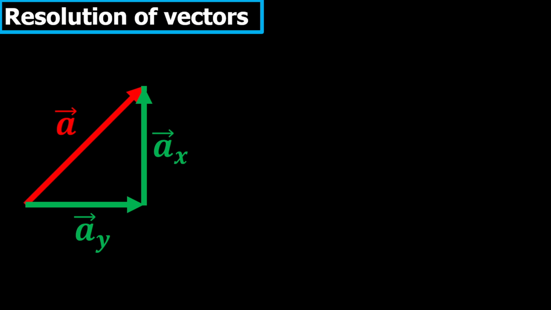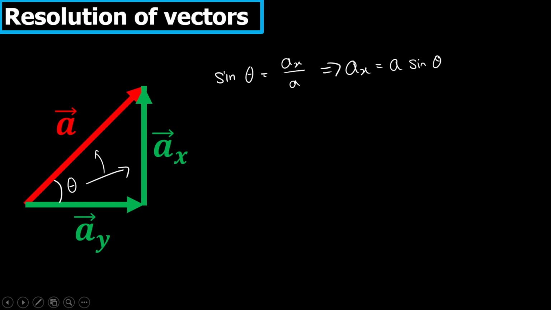So let's have a triangle, the one we had just now. And what I will do now is label the angle between A and AY to be theta. If I use trigonometry and write down sine theta without knowing anything else, I know sine theta is going to be the opposite of the angle over the hypotenuse. So it's going to be AX over A. And if I rearrange that, what I will get is AX equals A sine theta. It is at this point I can calculate the length of AX.